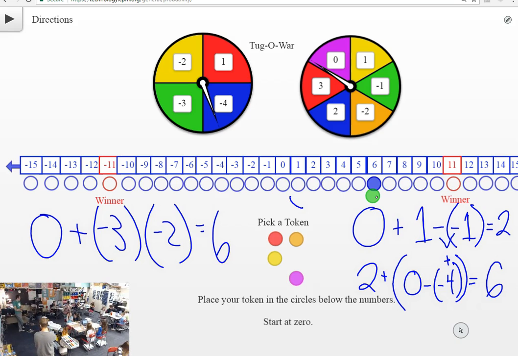You're trying to land on 11. That's where we're trying to get. Or negative 11, because if you shift in the negative direction, you still have the opportunity to win. Questions? Wonderful. Happy playing. If somebody wins, let me know.